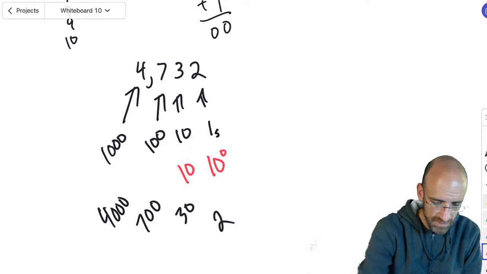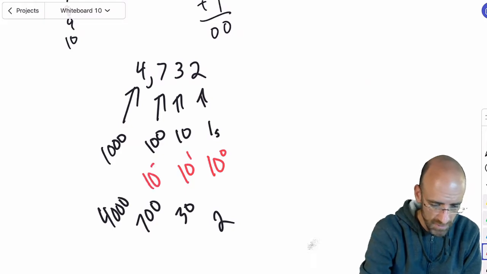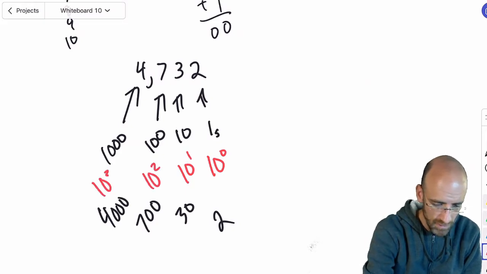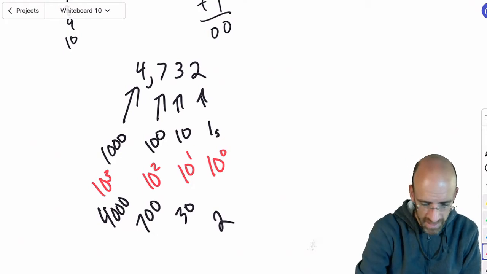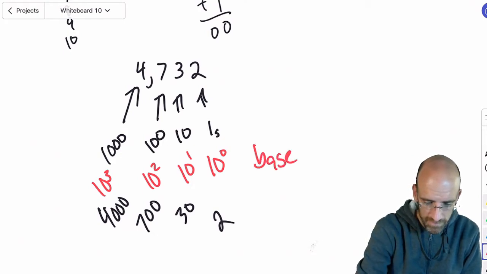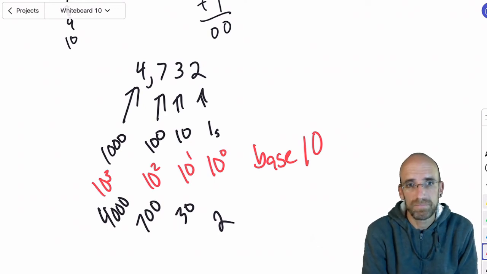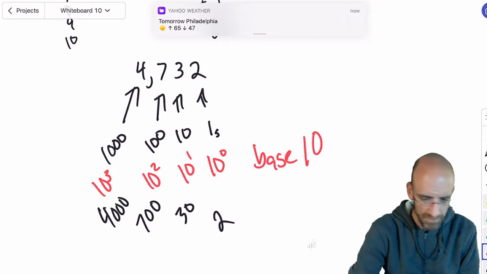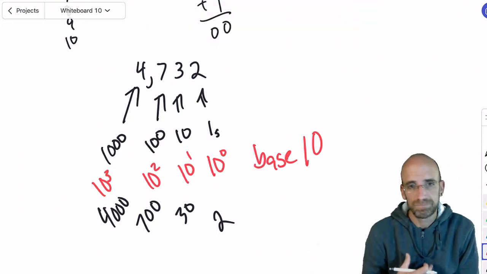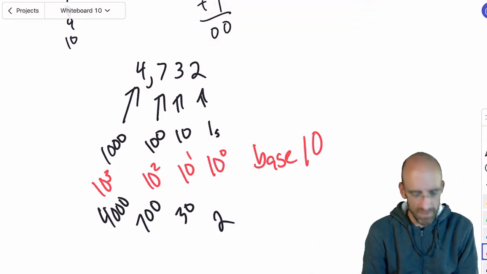Something to pay very much attention to is 1 is 10 to the 0 power. 10 is 10 to the first power. 100 is 10 squared. 1,000 is 10 to the third. And again, this is called base 10 because each decimal place is multiplied by a factor of 10 as we get bigger and bigger numbers.